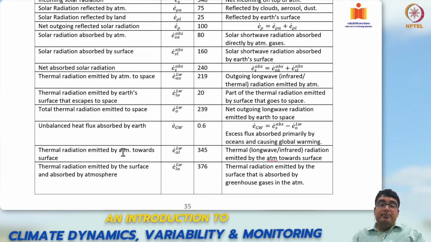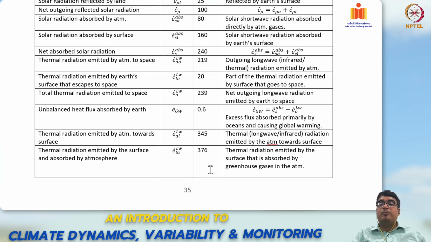Thermal radiation emitted by the atmosphere towards the surface, E dot atmosphere to land long wave. From atmosphere to land, the long wave radiation is 345 watt per meter square. Thermal radiation emitted by the surface and absorbed by the atmosphere, surface to atmosphere absorbed, E dot land to atmosphere long wave, is 376 watt per meter square.